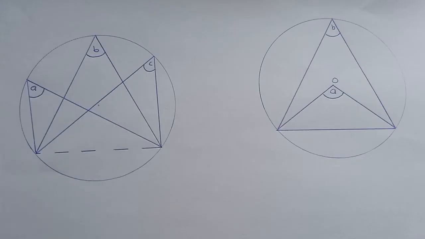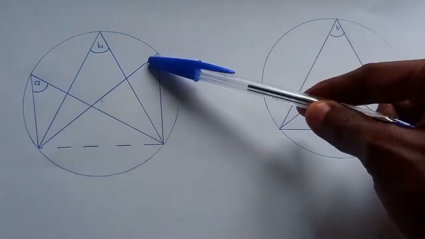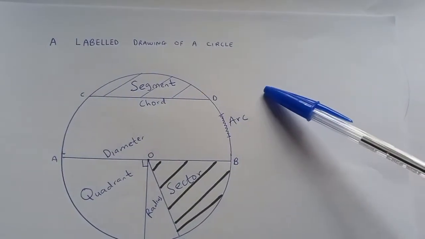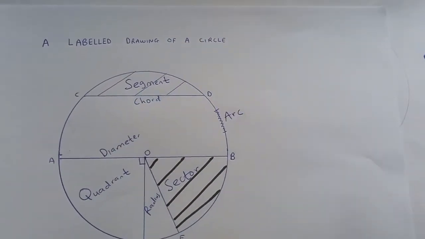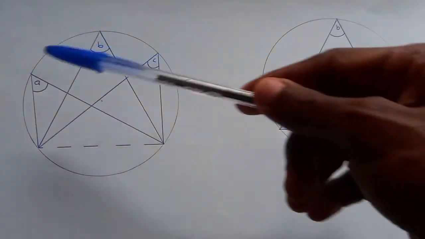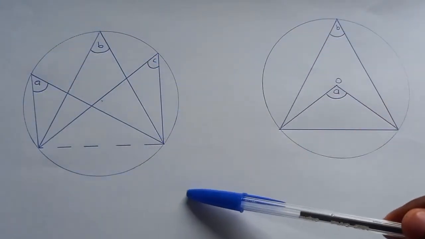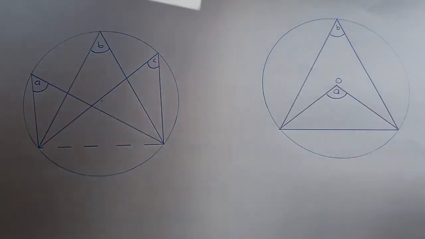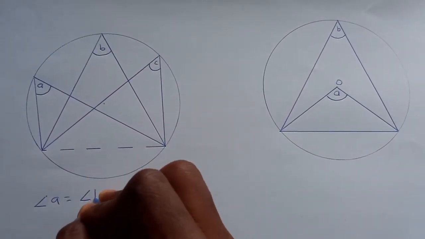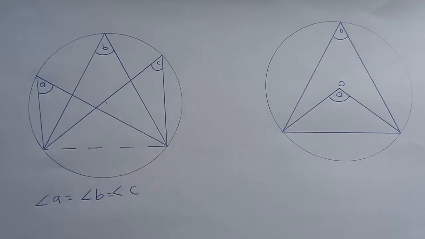The first rule with this: A, B, C are equal. Why? Because you know the chord, that line that cuts the circle at any point other than the center, is what we call a chord. So A, B, C are equal. So let's write this one down. Angle A is equal to angle B, which is the same as angle C.